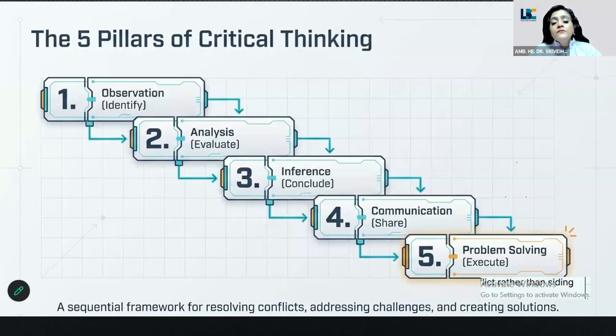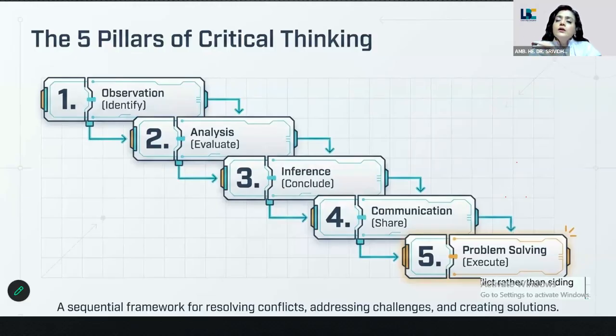That's the second one. Inference. Then conclude it. Come to a decision saying, okay, this has happened because of this. Then communication, that is sharing it. And problem solving, solving the problem with execution. So this sequential framework of resolving conflicts, addressing challenges, and creating solutions is the process of critical thinking.